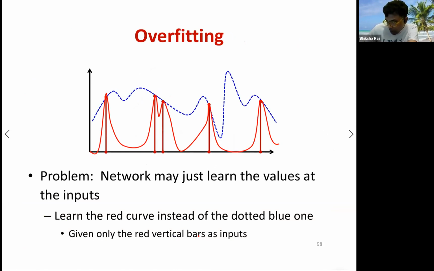And so, while you might be wanting to learn this dotted curve, there's nothing in the whole process that stops you from learning this perfectly useless red curve.